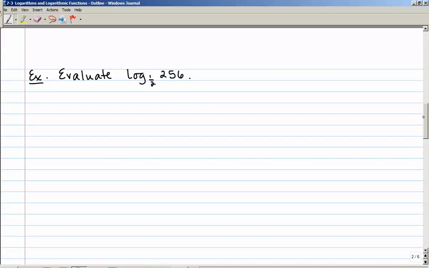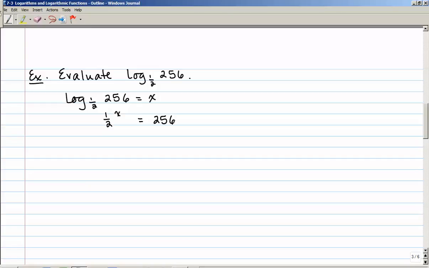Okay, so here's a problem. It says evaluate log base 1/2 of 256. Another way to write this is as an equation. So I have log base 1/2 of 256 is equal to what? I don't know what that's equal to. So the way to solve this is to write it in exponential form. So 1/2 to the x power equals 256.